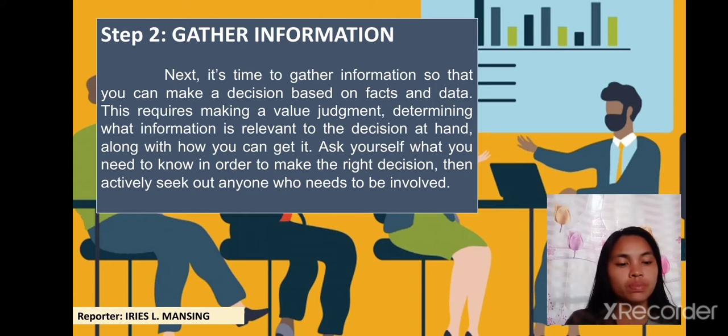So, collect some pertinent information before you make your decision. What information is needed, the best sources of information, and how to get it.